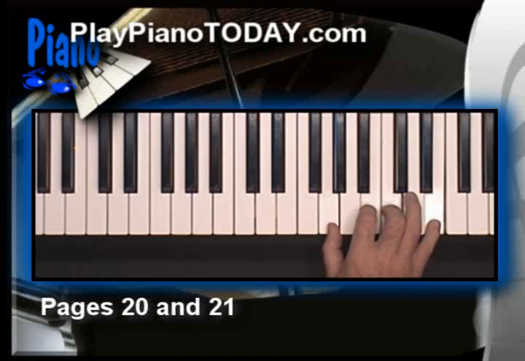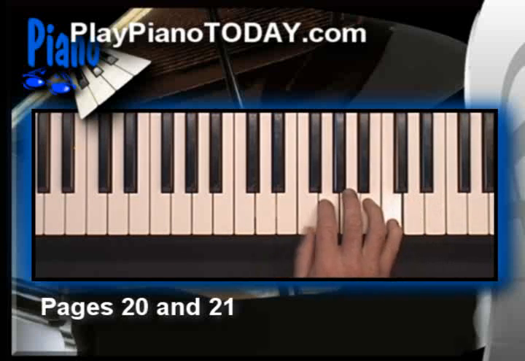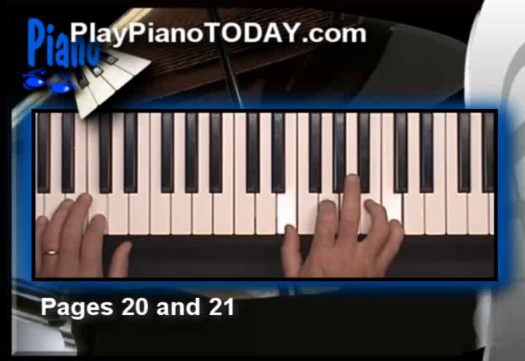Let's invert this again. How about this E on top? Let's put it down on the bottom. Okay, so we've got to move all our hand. Now this sounds really nice with the root down low.